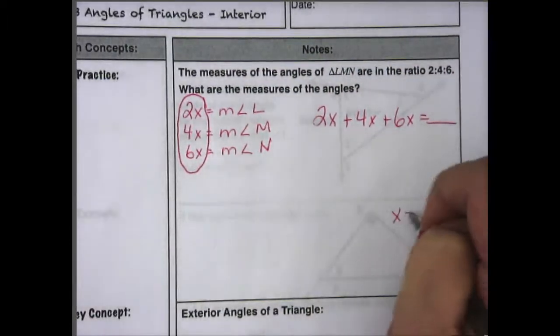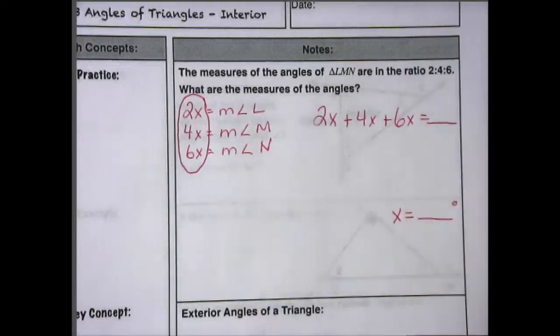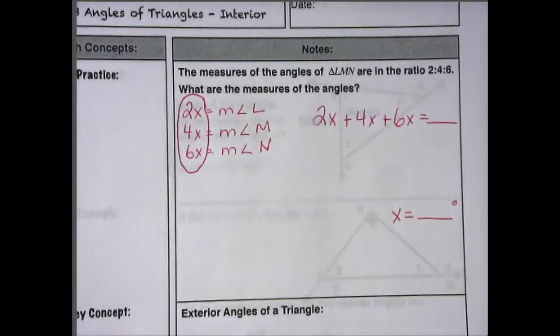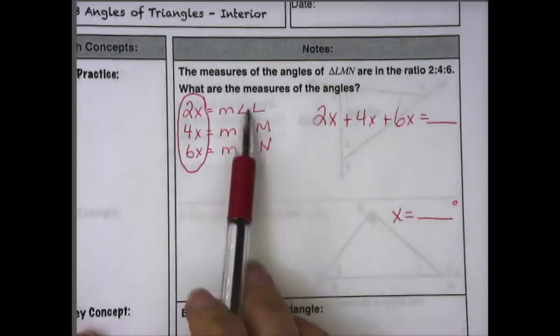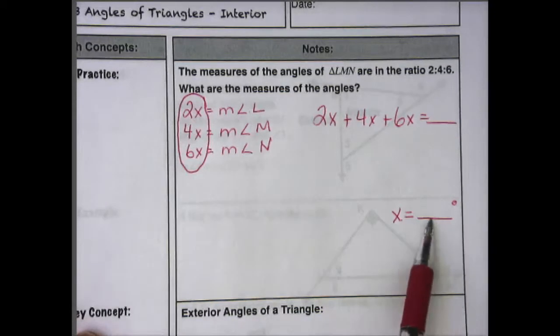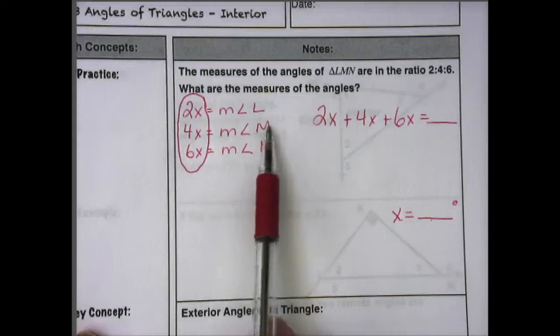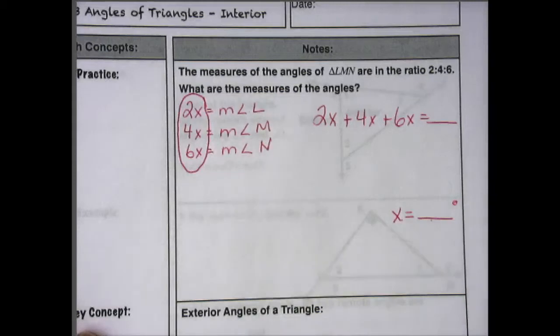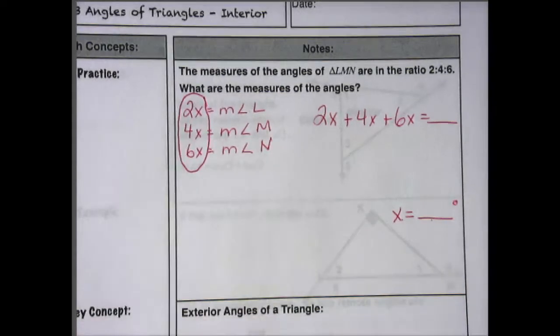And when you solve it, you're going to get x equals something, but we don't want to know x. So I want you to think about it a little bit, because x is not the measure of angle L. 2x is. So you need to figure out, how do I find the measure of angle L once I know what x is? How do I find the measure of angle M once I know what x is? And how do I find the measure of angle N once I know what x is? This one's a little more difficult, but I want you to use your brains and try it and bring it with you to class tomorrow, and we'll go through it and make sure you understand the concept.